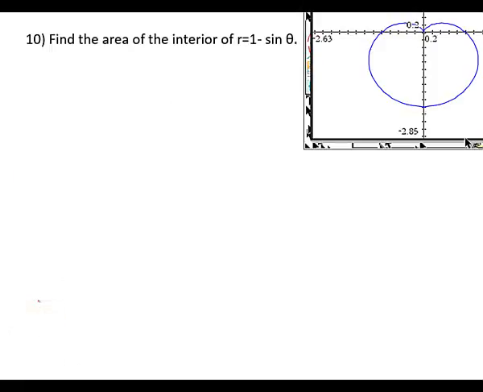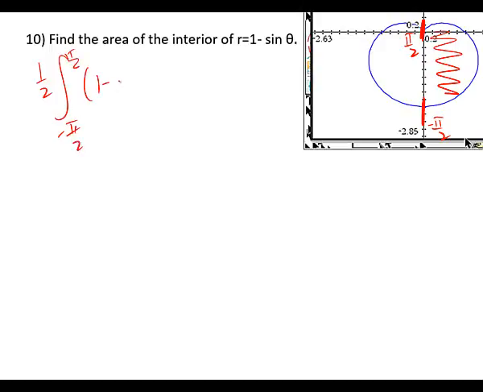Okay. So we need to find the area of the interior of this. So here's what I would do with this. It is really, really ugly. So again, we're going to use our calculator to do this for us. The first thing I need to do is decide, I'm probably only going to integrate half of it. So what would I start at? Negative pi over 2, and then what would I end at? Pi over 2. Okay, and remember the formula is 1/2 the limits, and then you take the function and you square it d theta.